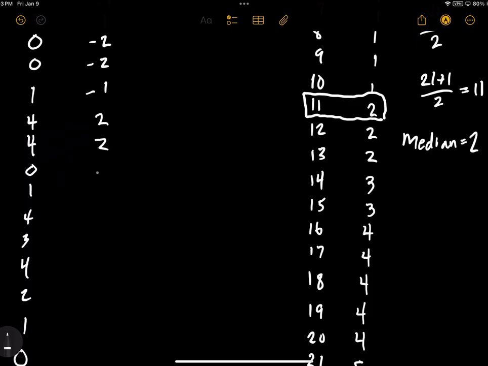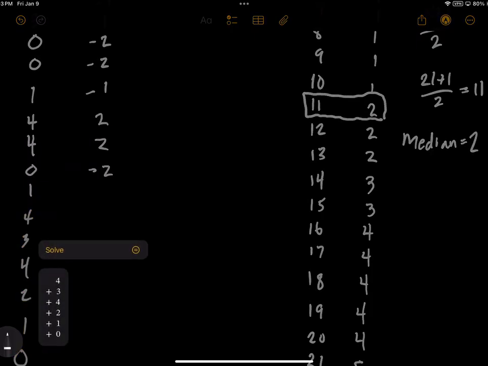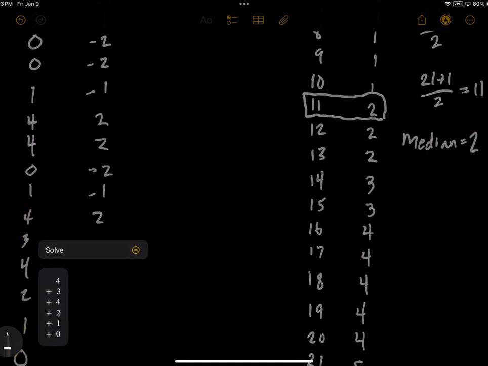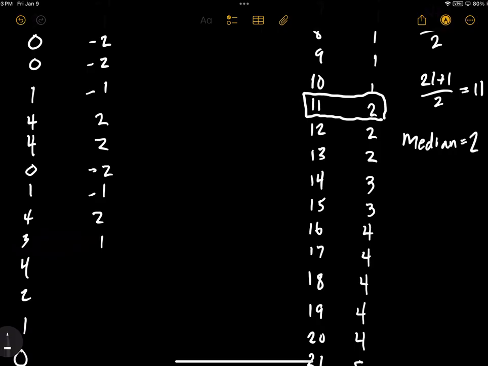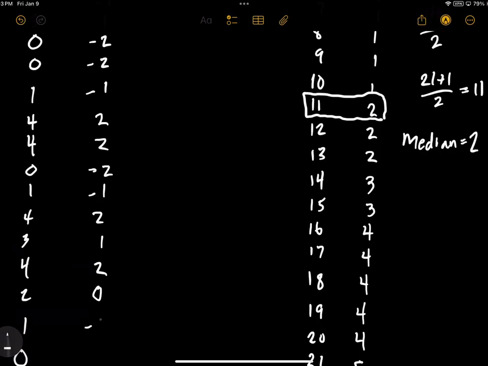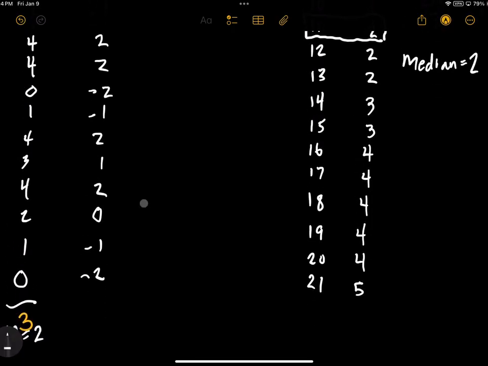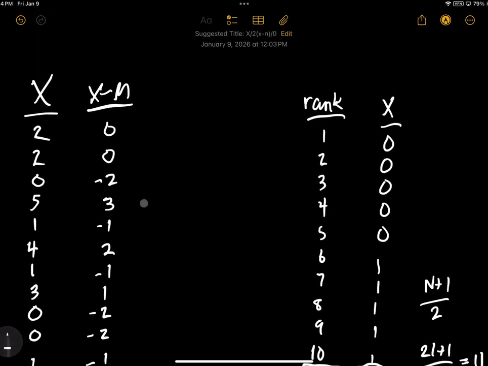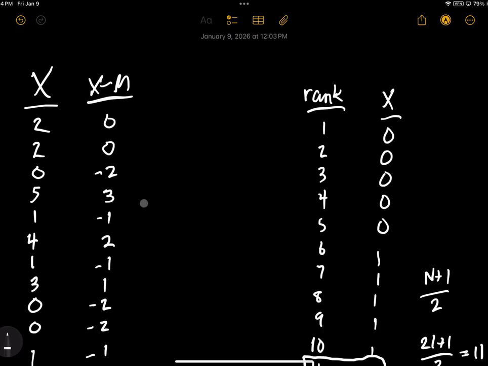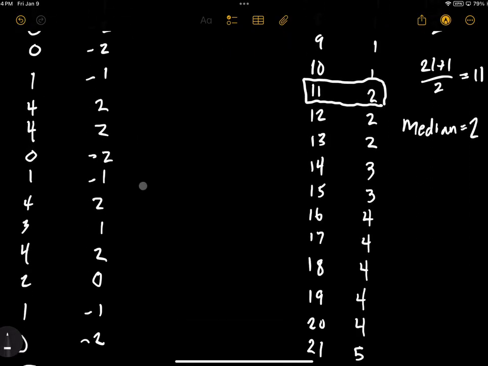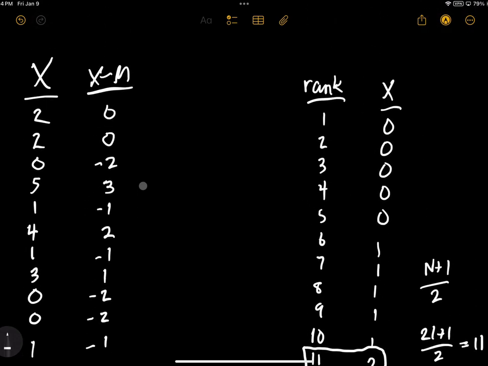2, 2, negative 2, negative 1, 2, 1, 2, 0, 0, negative 1, negative 2. Okay, that's all of them. Great. Now that I have these deviations from the mean, if I were to add all of these up, they should sum to 0. I'm not going to go through that. I'm going to trust that that is accurate.